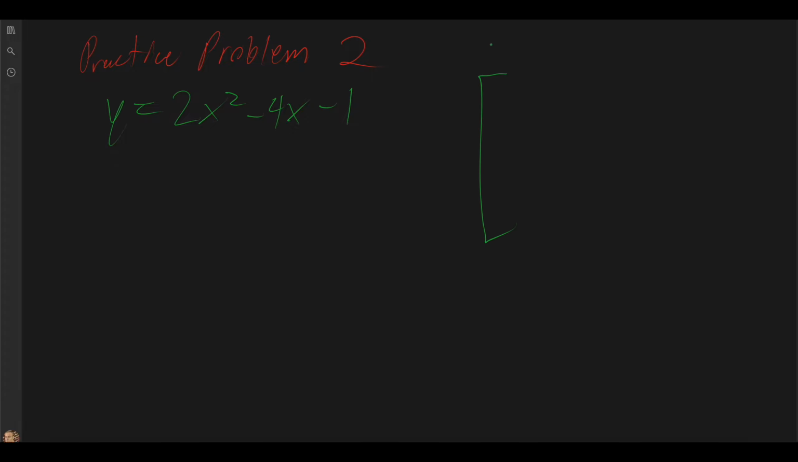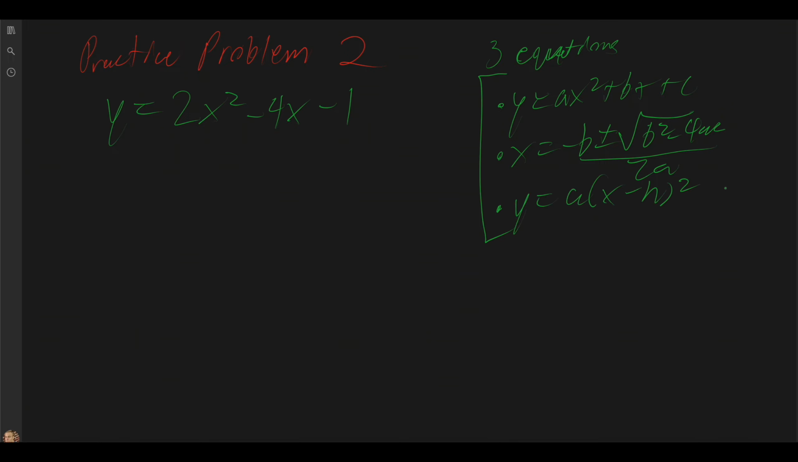And in quadratic equations, there are three equations we rely on. We have y is equal to a of x squared plus b of x plus c. Then we have x is equal to negative b plus or minus the square root of b squared minus 4ac, all over 2a. And then for the last one, we have a vertex form, where y is equal to a of x minus h squared plus k, where h and k are denoted as the vertex. And h is referred to as the x of the vertex, and k is referred to as the y of the vertex.